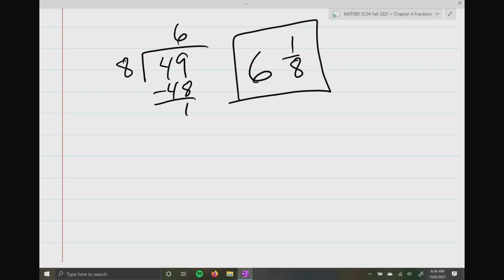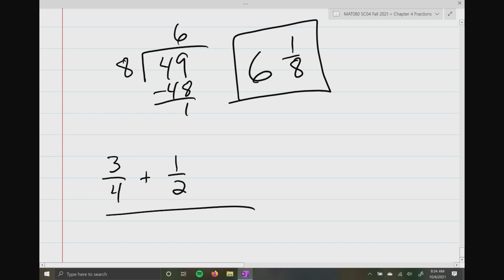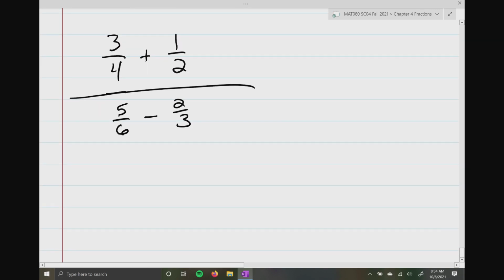Okay. So it's 3/4 plus 1/2 on top, over 5/6 minus 2/3. And for some reason, I just kept getting -3. Okay, we'll do this one. So, let me see here.